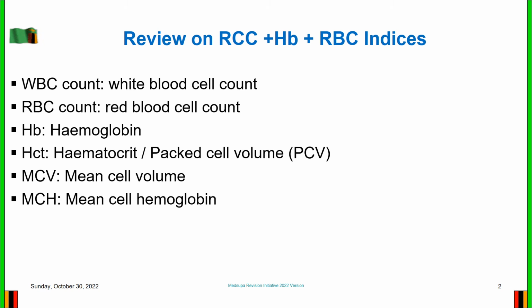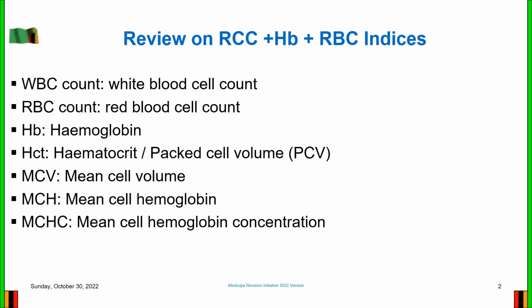The other one is the mean cell hemoglobin. This tells you the hemoglobin content per red blood cell. Then we also have the mean cell hemoglobin concentration. This gives you the relative percentage of hemoglobin, and that's very important because it tells you about the color. This is the parameter that explains the color of the red blood cell.